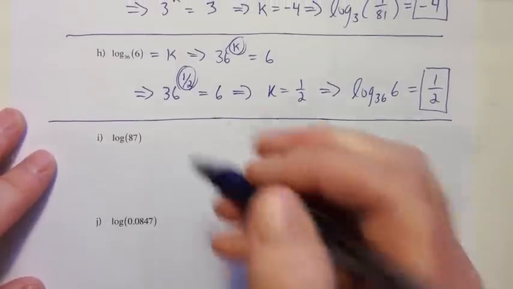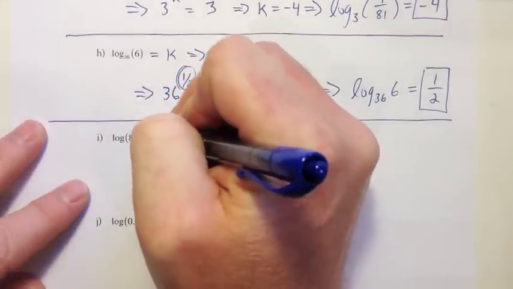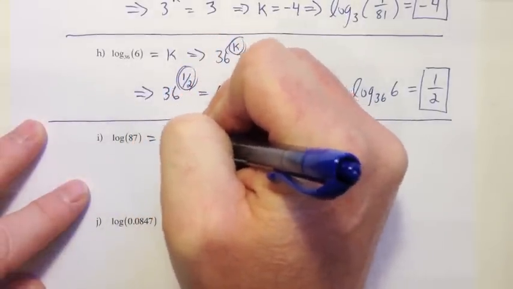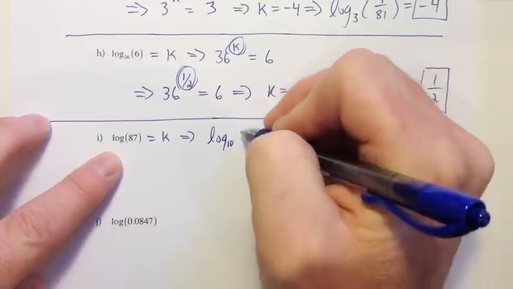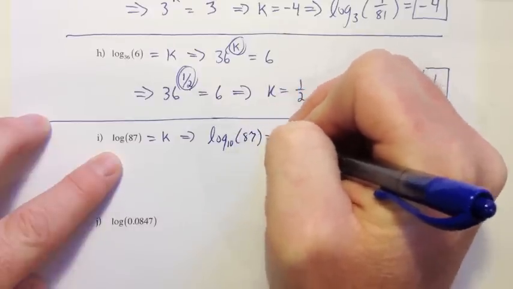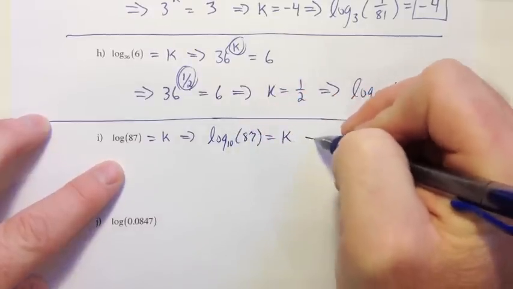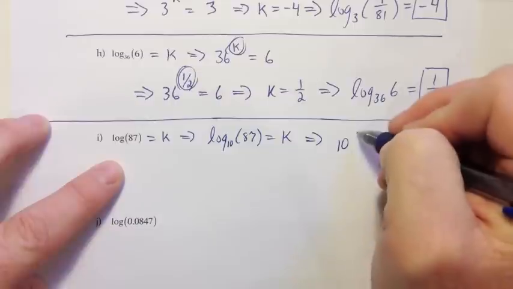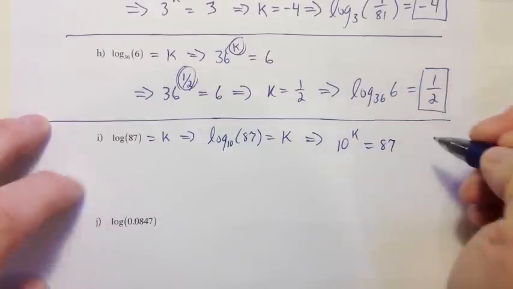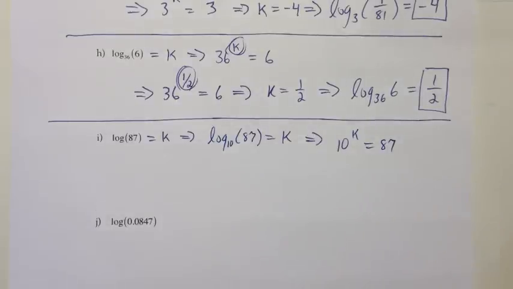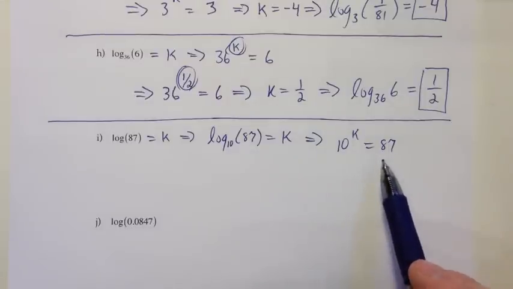Log of 87, so let me write that as a k, and a reminder: no base written means the base is 10. And then we'd be trying to think, 10 to what power is equal to 87? And we get a little stuck here. If we do 10 to the first, we get 10. If we do 10 squared, we get 100. And if you start trying to do fractions, those would be roots that get smaller than 10.